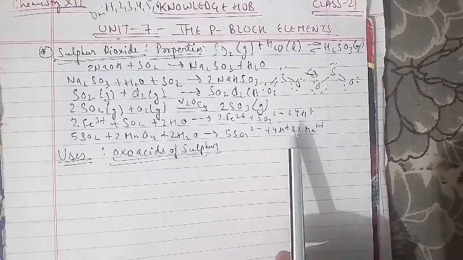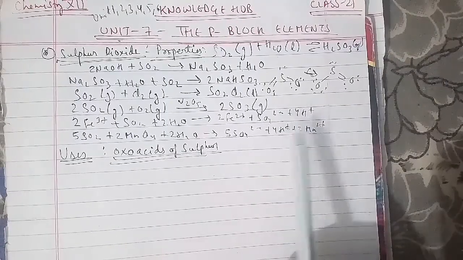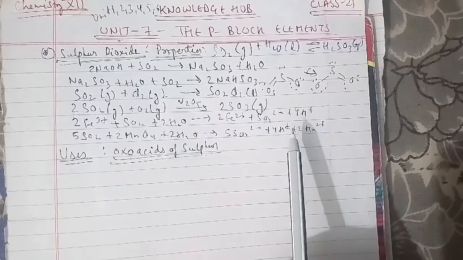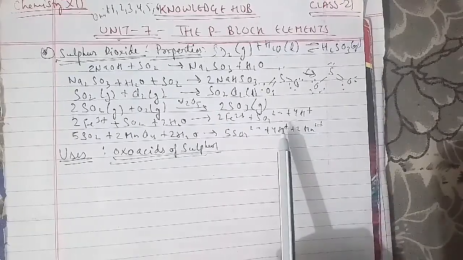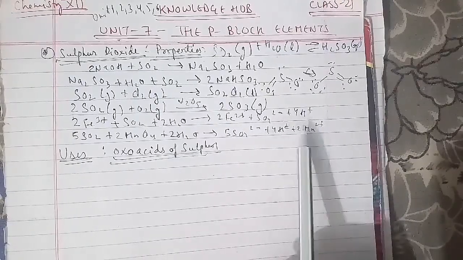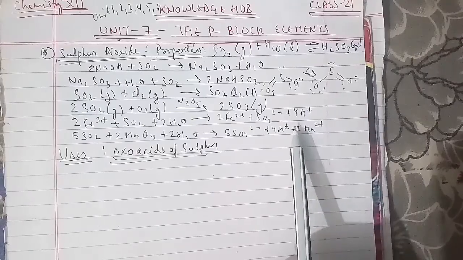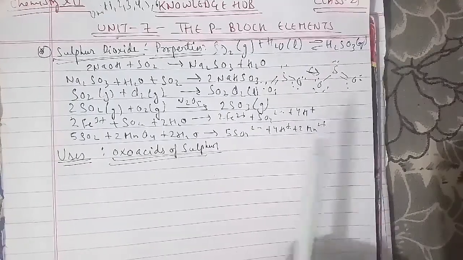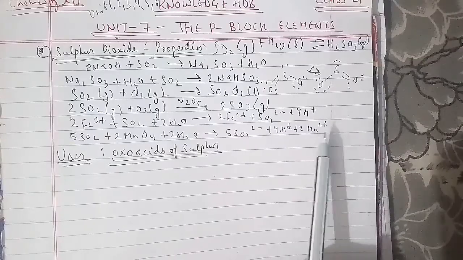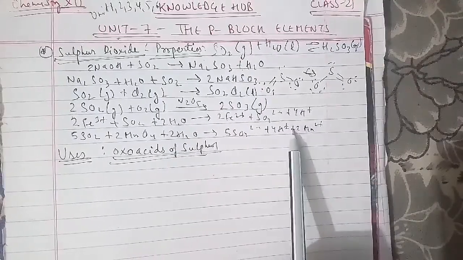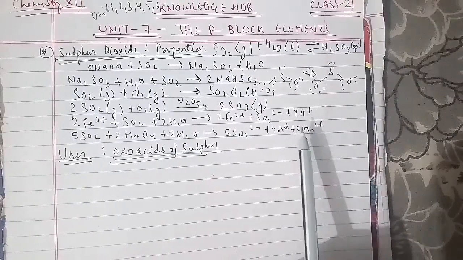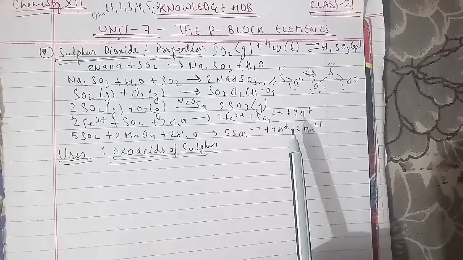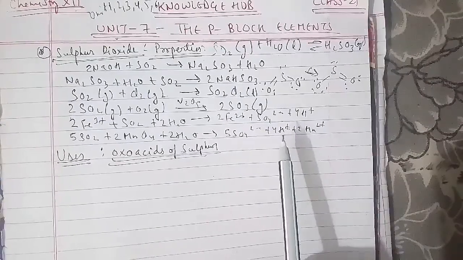H2S2O7, H2SO5, H2S2O8. And some of these acids are unstable and cannot be isolated, and they are known in an aqueous solution or in the form of their salts. Structures of some important oxo acids that we'll discuss here in detail. The first we have is sulfurous acid. So sulfurous acid is also known as H2SO3.